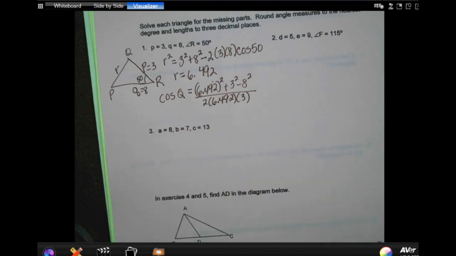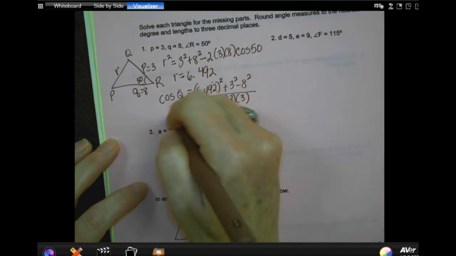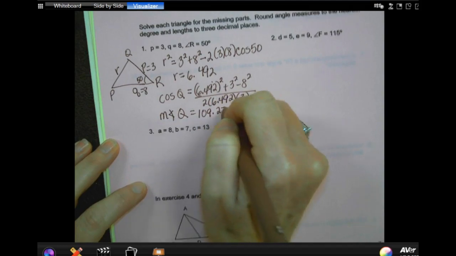So that number, you have to do the inverse cosine. And that gives you Q, which is 109. It's because you switched to sine too soon. If you switch to sine too soon, you get the ambiguous case, and you got the other triangle. Remember, we could have two triangles. So if you switch before you find the biggest angle, then you get the wrong one.